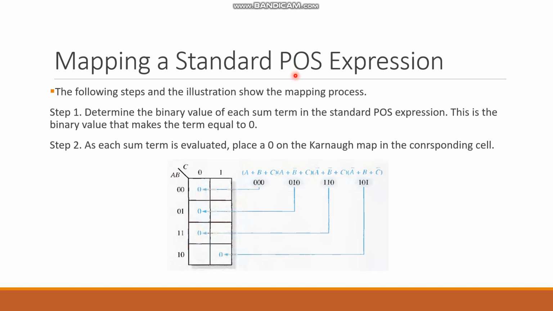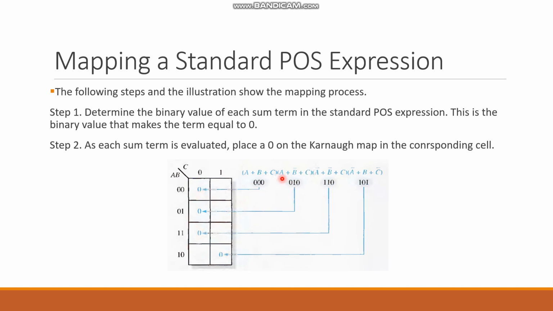As we said before, the product of sum is the opposite of the sum of product. If you have this product of sum expression, which is A or B or C, we consider them as 0 when we are talking about the product of sum. And what is going to be inside the Karnaugh map? This 0 is going to be there.